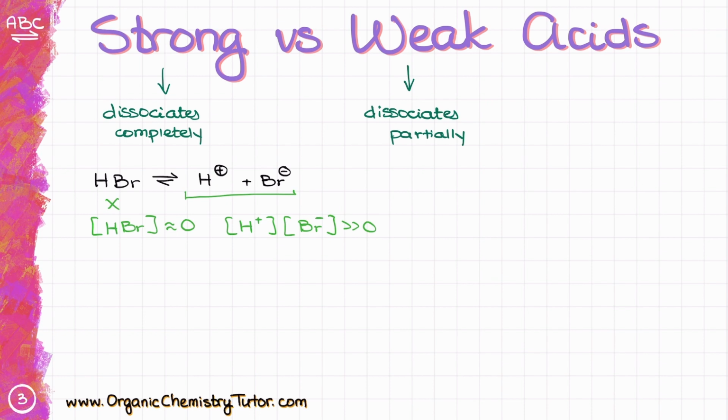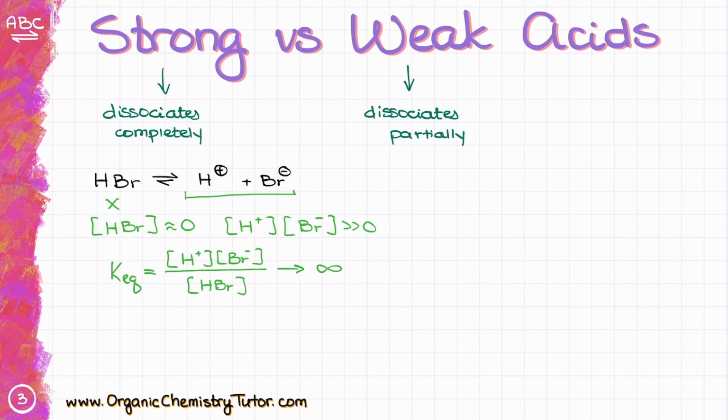From the equilibrium standpoint, we often refer to that as the equilibrium constant, so we're going to say that the equilibrium constant for this reaction is going to be the products, which is H plus and Br minus, over the concentration of the starting material or reagent, which is going to be HBr. Since in this case the concentration of HBr is nearly zero and the concentrations of my H plus and Br minus are significantly more than zero, we're going to say that that equilibrium constant is kind of looking at infinity.